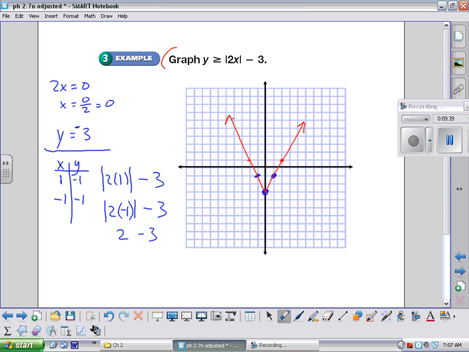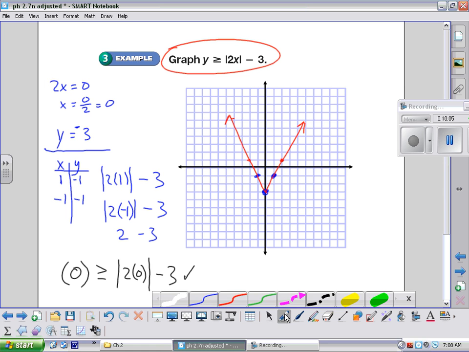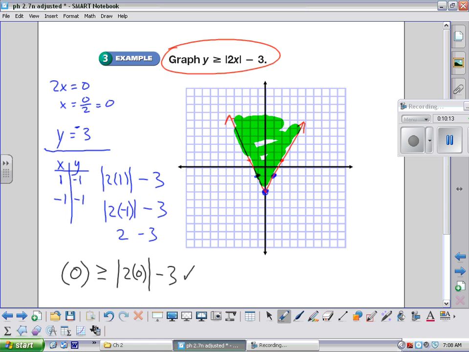I'm anticipating above to be good because it's a greater than, but down here at the bottom I'm going to check (0, 0). I'm going to plug in 0 for y and 0 for x and see if I get a true statement. Is 0 greater than negative 3? Check. So we shade the truth. Use the green this time just for fun. And there you have it.